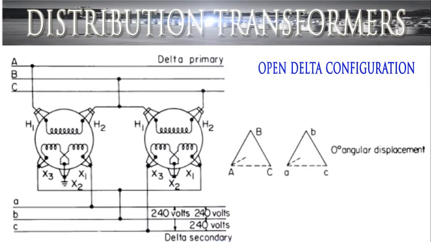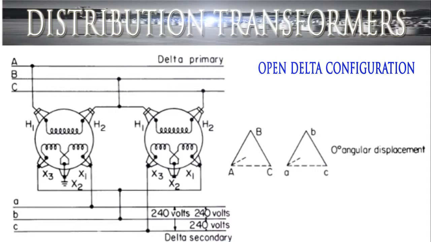In an open delta connection, one of the transformers from a delta connection is removed. The remaining two transformers are said to be in an open delta connection. This can be done because the remaining two transformers will still transform the voltages in all three phases and supply power to all three phases of the secondary mains.